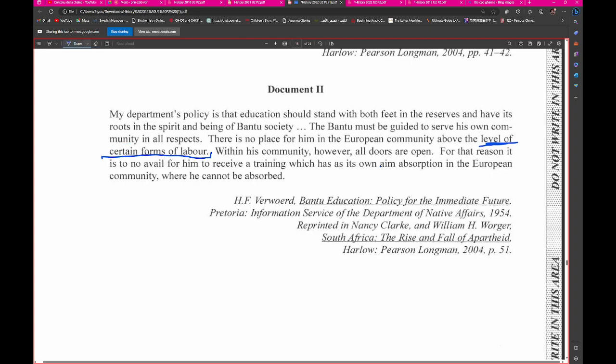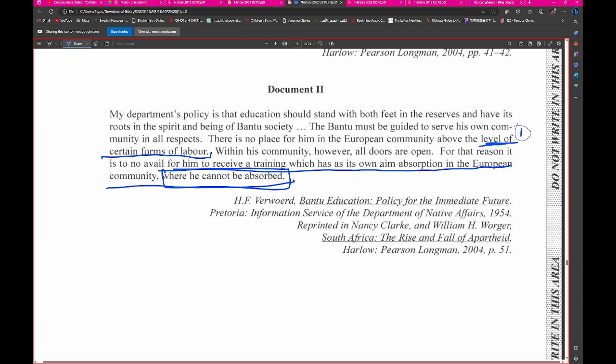Right, so if you look at it like that, for that reason, there is no avail for him to receive training within the European community where he cannot be absorbed. So they're saying that the skills they would have been learning through natural education cannot be used in black communities. Is it because they're inferior? Probably. They're saying that. It's because they're black, among other things. So it's a part of that.